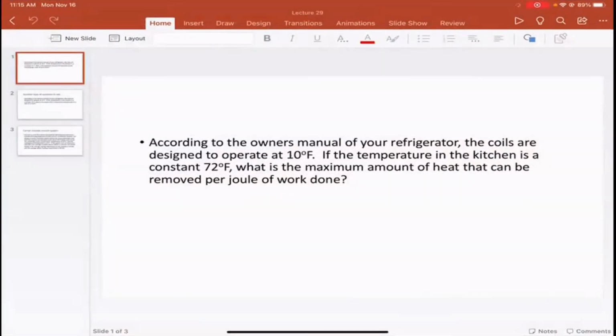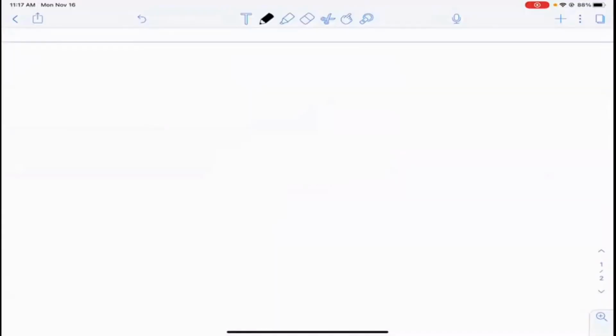Okay, so here's the first problem that we'll solve today. It says, according to the owner's manual of your refrigerator, the coils are designed to operate at 10 degrees Fahrenheit. If the temperature in the kitchen is a constant 72 degrees Fahrenheit, what is the maximum amount of heat that can be removed per joule of work done. We're told in this problem that the cold temperature is equal to 10 degrees Fahrenheit and the hot temperature is equal to 72 degrees Fahrenheit.